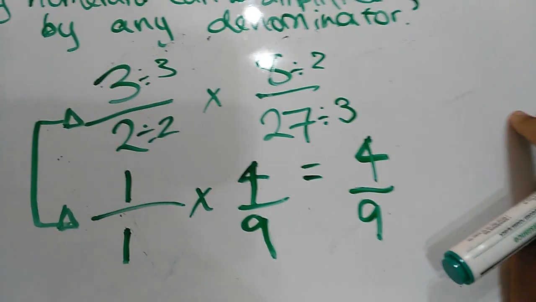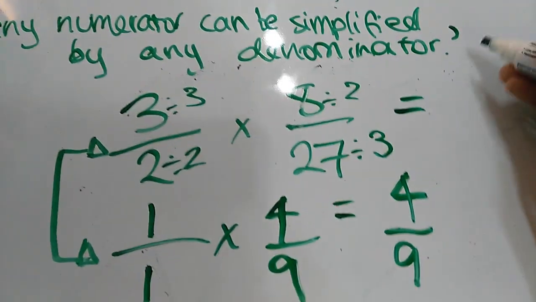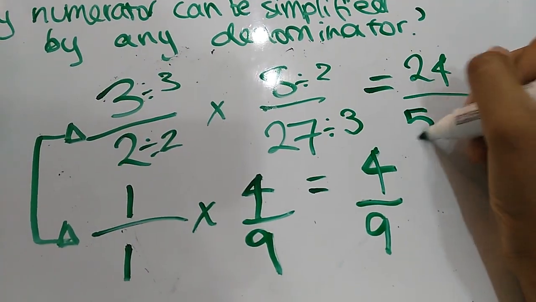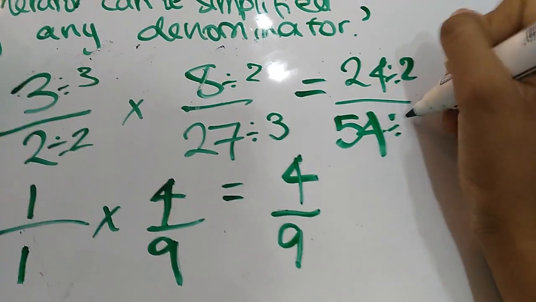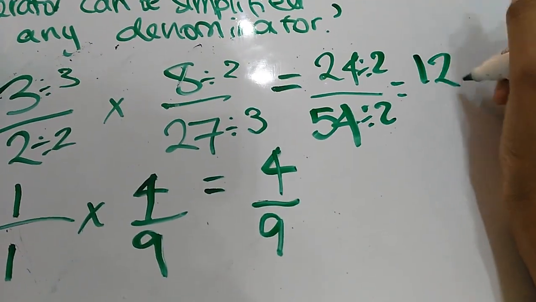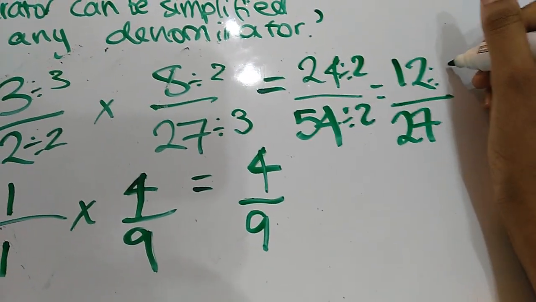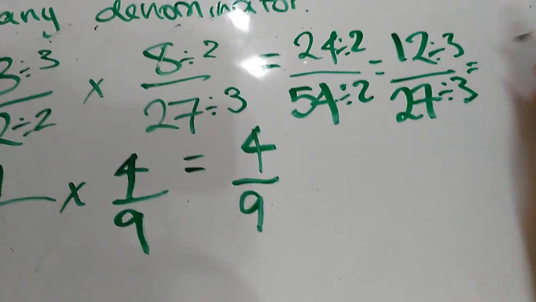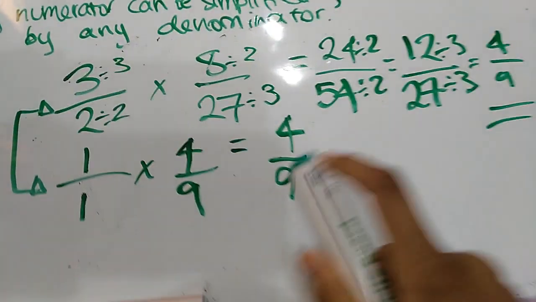This saved me a lot of the calculation of just moving through the normal process. So 3 times 8 is 24, then 27 times 2 is 54. Now I have to simplify it, so I divide through by 2, and that gives me 12 over 27, and then I can divide again by 3, and that gives me 4/9 finally. So this saved me a lot of time.